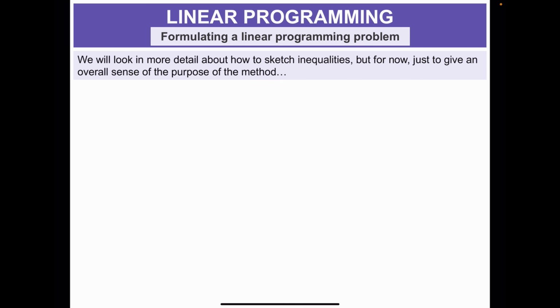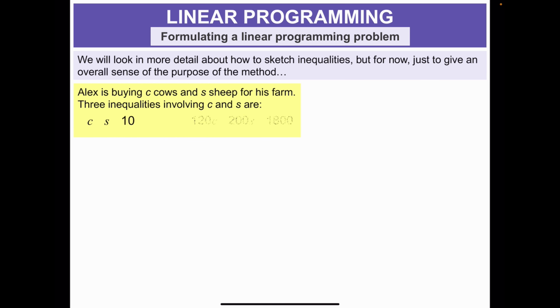So we will look at how to graphically represent the problem a little later, but just to give you a general idea about how this method works and what its purpose is, we can look at the original problem from example 1. We know that the sum of cows and sheep had to be more than or equal to 10. He wanted to buy more sheep than cows, and his budget was a maximum of 1800 pounds.